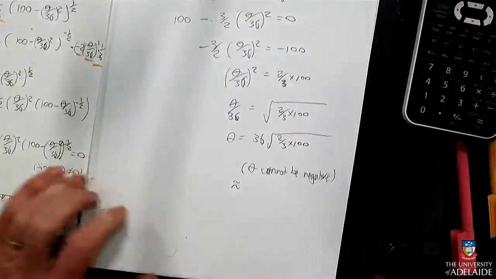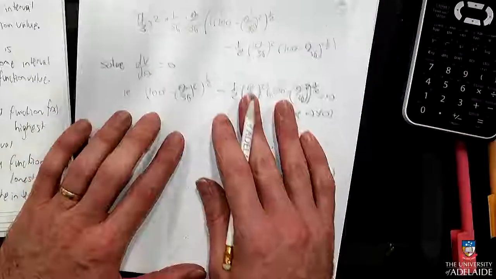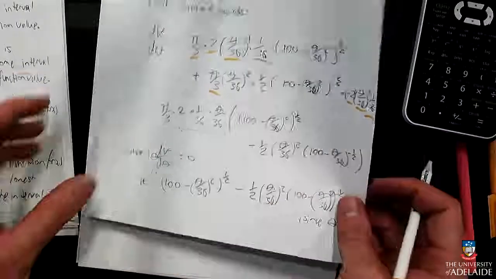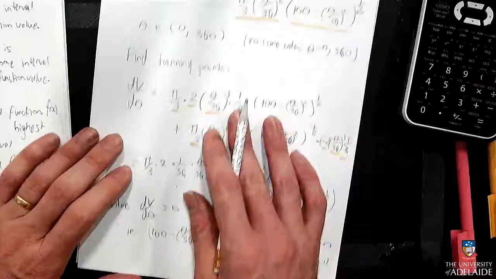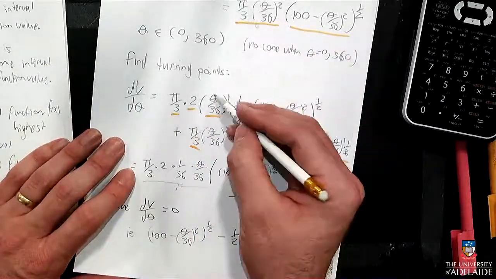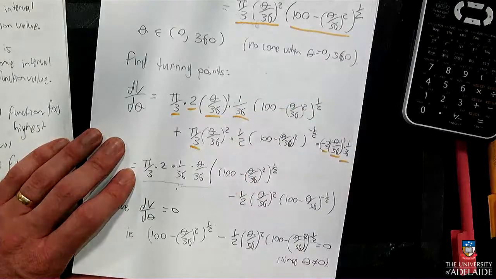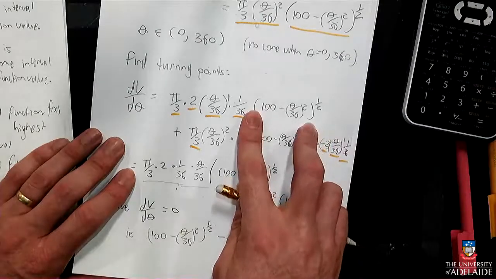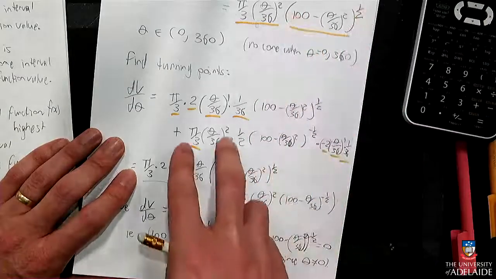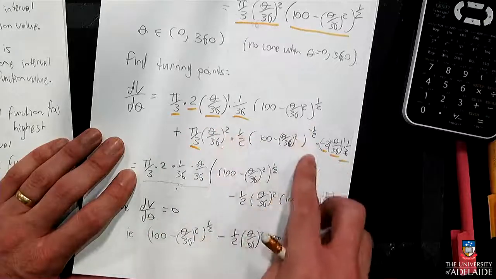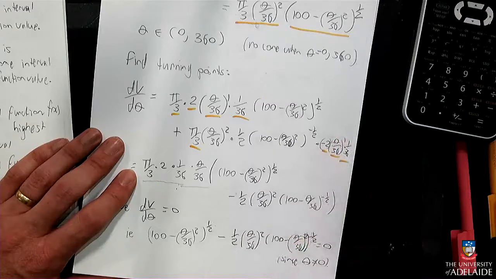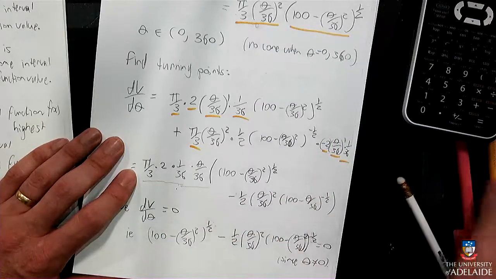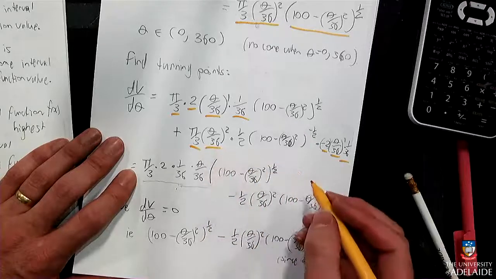Just going to check my working. I'm just feeling uncomfortable, so just go back to this bit. Do my derivative again. The pi on 3, 2 times theta on 36 to the 1 times 1 on 36. Interesting. And then I've kept that bit, and then I keep this bit, and I've got a half of that to the minus a half, and then I've got minus this, the 2 comes down, pi, theta on 36 to the 1, 1 on 36. Yeah, that seems to work. And I pulled out all of these things.